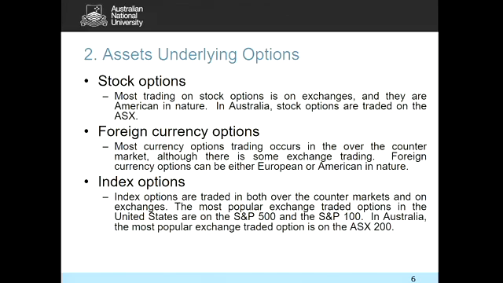And then index options, these are options on indices. So options on the ASX 200, the top 200 companies in Australia by market capitalisation. And these are generally traded on exchanges, and they are mostly American, but you can have some over the counter as well.